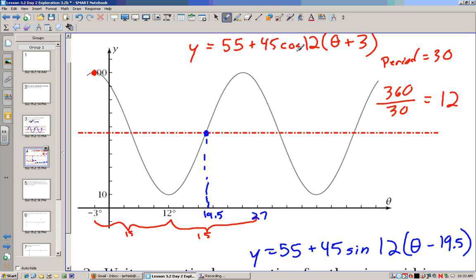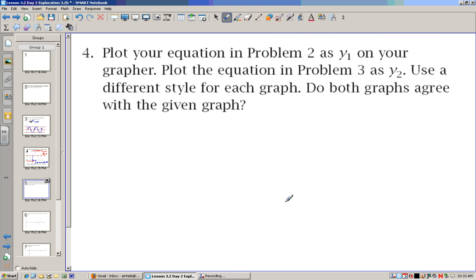So any cosine can be written as a sine. It's just a horizontal translation. That's the difference. All right, now plot these into your calculator. Pause the video and make sure that they're the same graph, and it should be the same as your original.